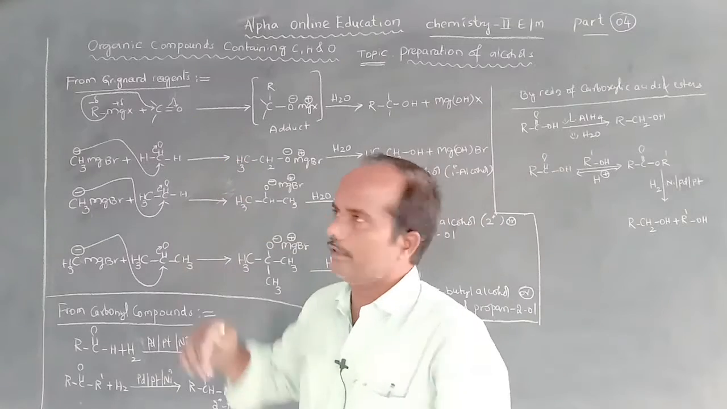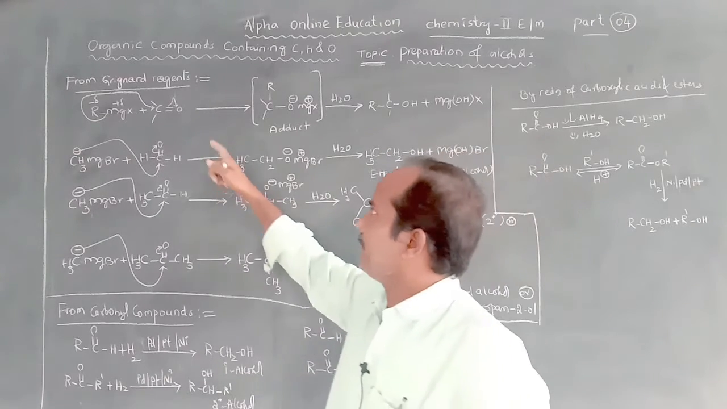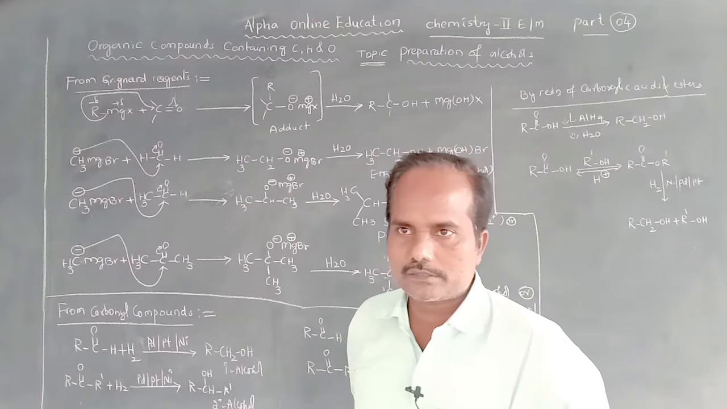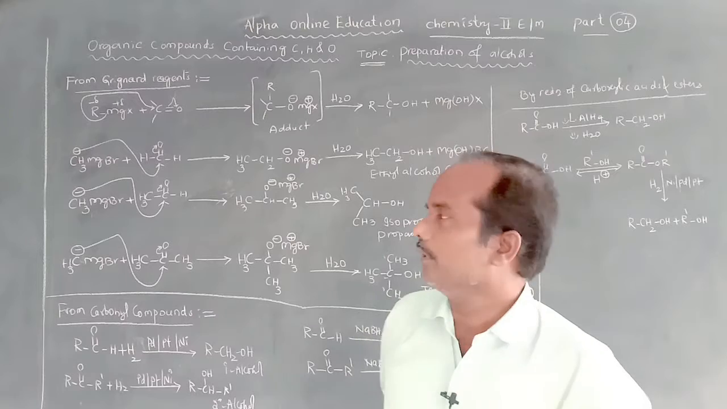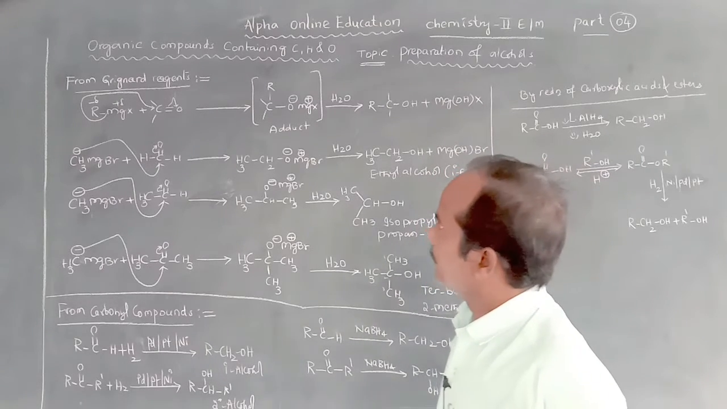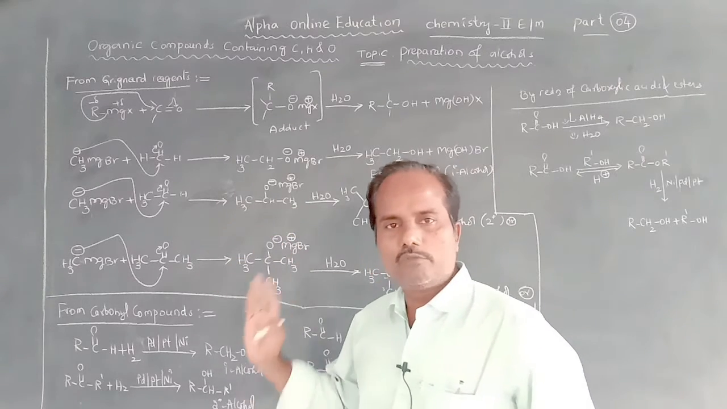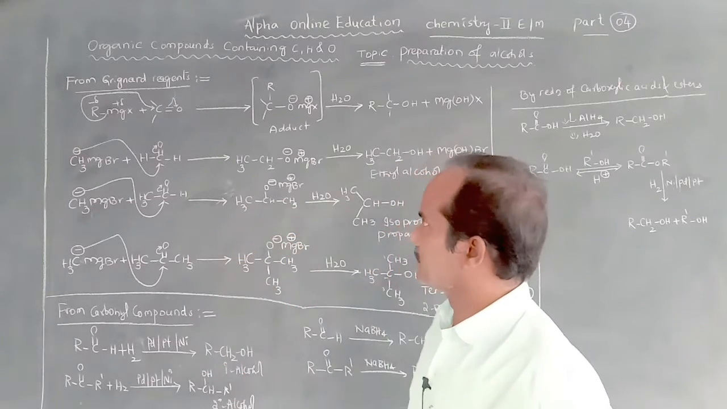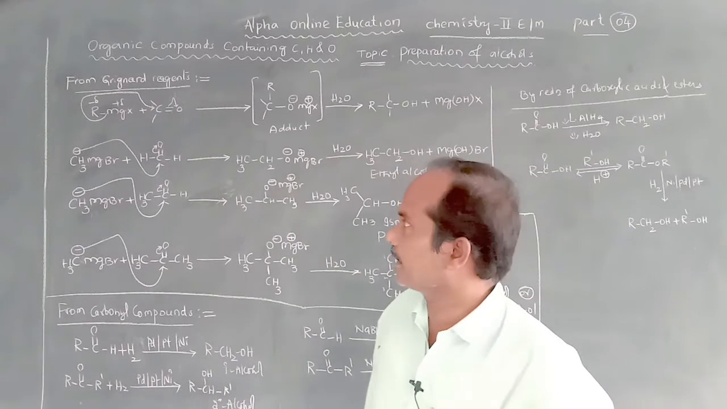Grignard reagents. So how can we prepare alcohols from Grignard reagents? Let's see. By using Grignard reagents with carbonyl compounds, we can prepare alcohols.